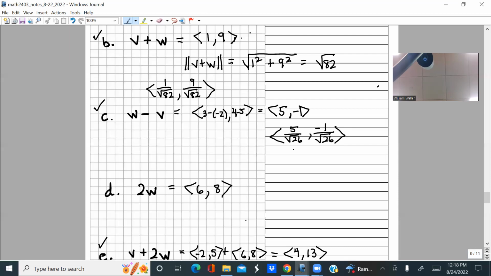Let's make sure that this really is a unit vector, that it really does have magnitude 1. Not this one, but this one, right? So how do you calculate its magnitude, of course? Well, you have to do what? Yeah, so you have to square the components, right?